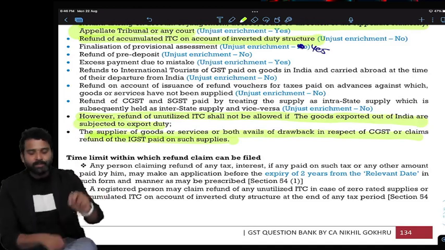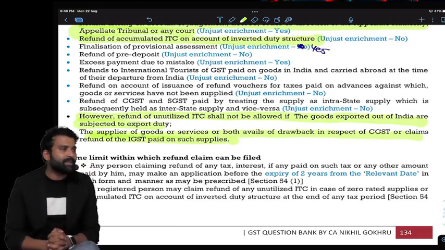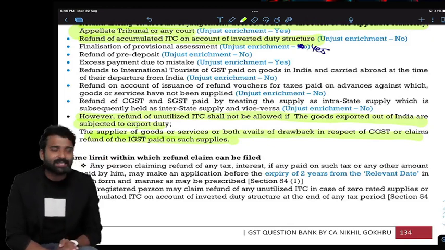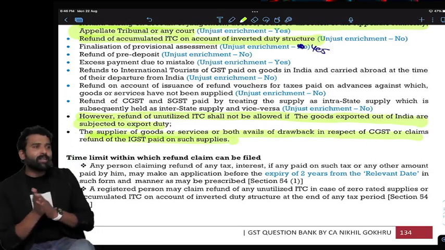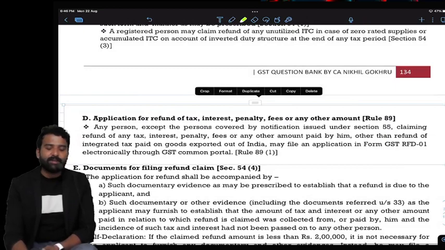Very nice. So now I think everybody is familiar with this concept: when I can claim the refund, where I have to prove the unjust enrichment, and where I don't have to prove the unjust enrichment. Okay. Now what is the second important thing? Sir, what is the time limit for claiming refund under GST?